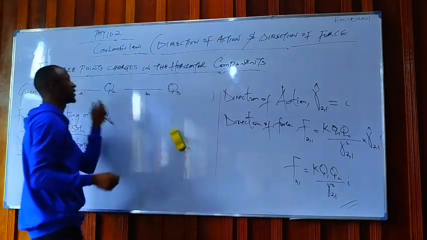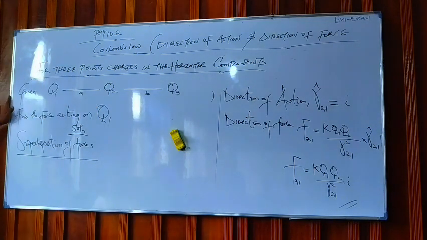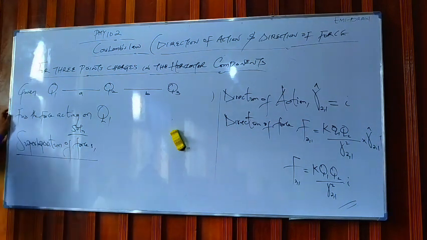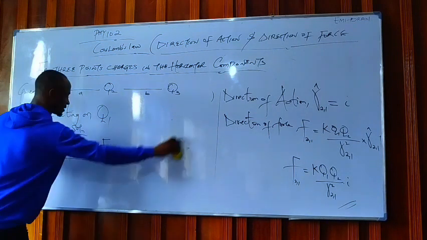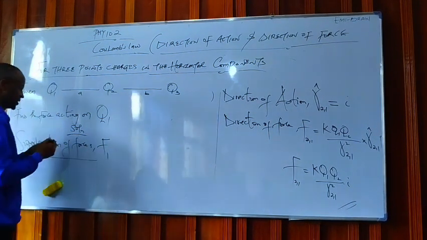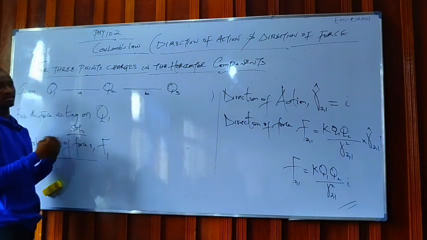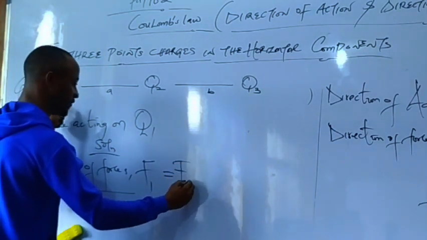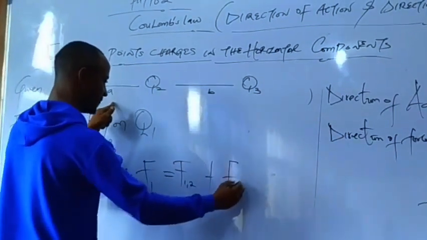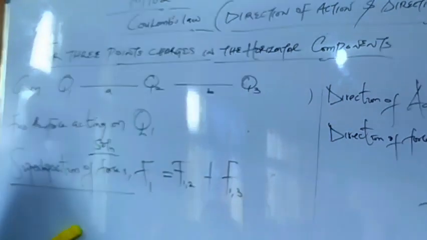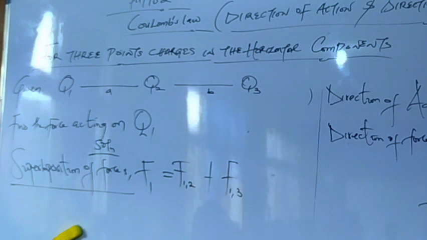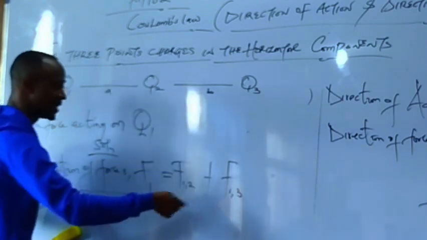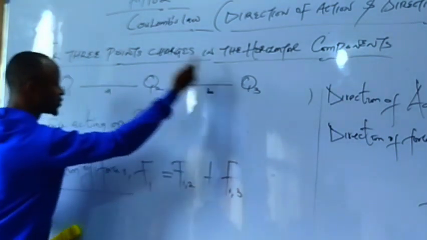Well, let's look at the first one. The force acting on charge 1, according to superimposition of forces, is given as F1. F1 means force acting on charge 1, which equals F12 plus F13. Is it making sense? So the force acting on charge 1 is the summation of all the forces acting from 2 to 1 and from 3 to 1.